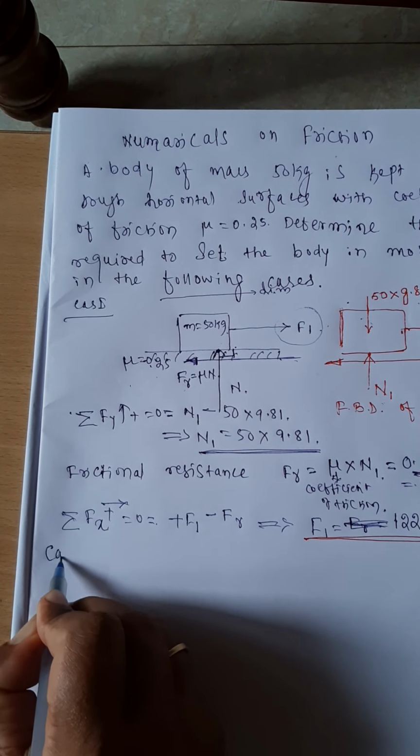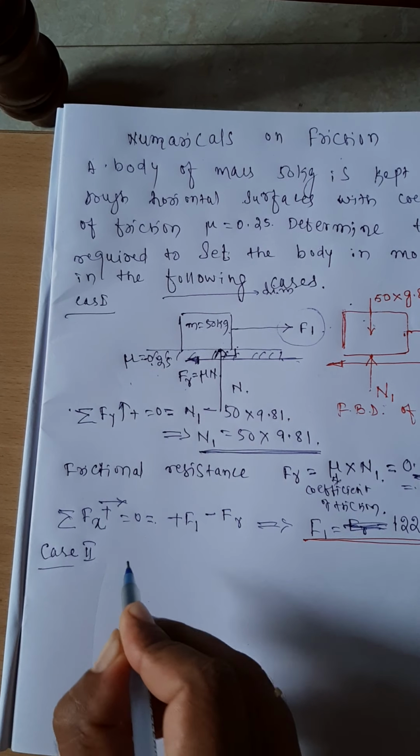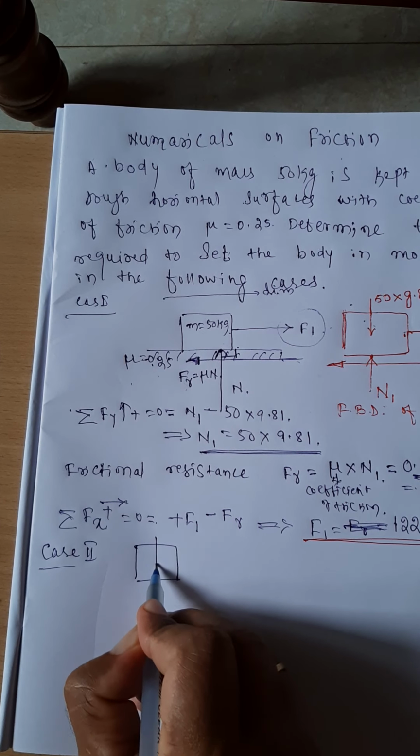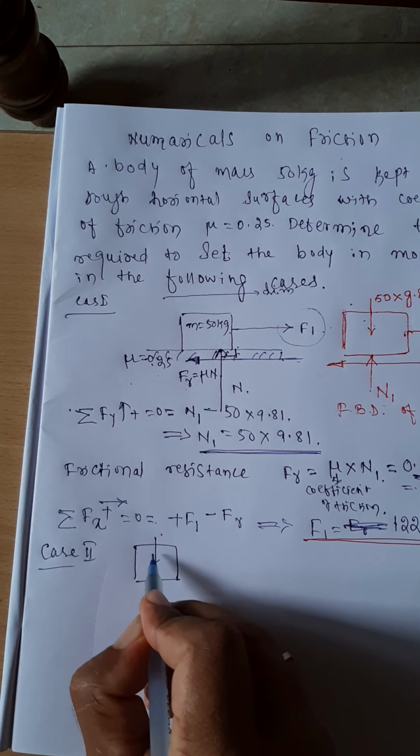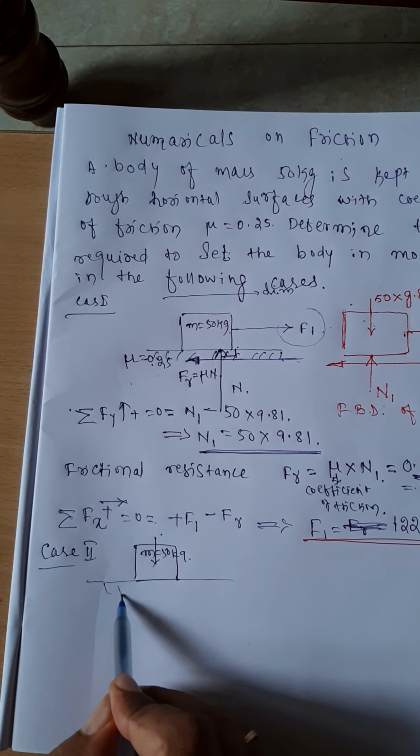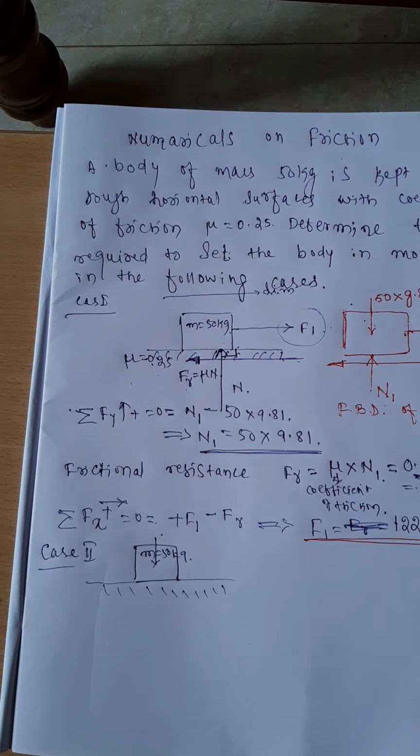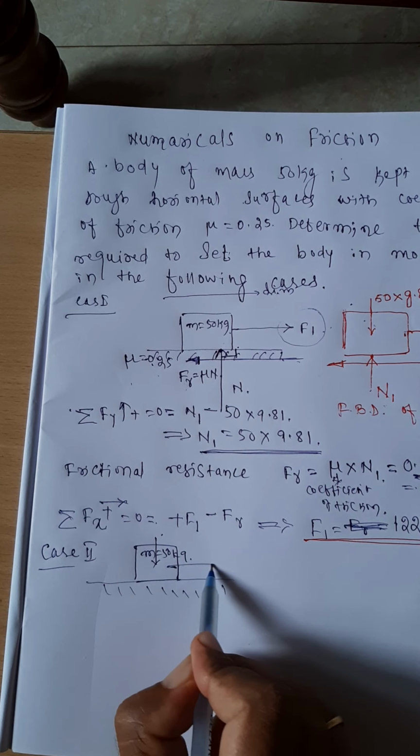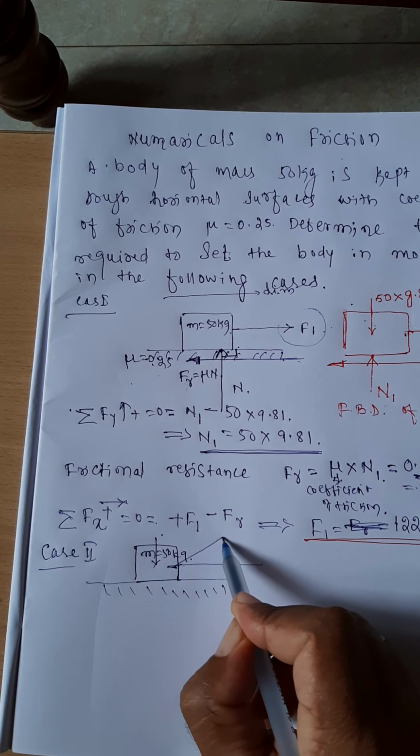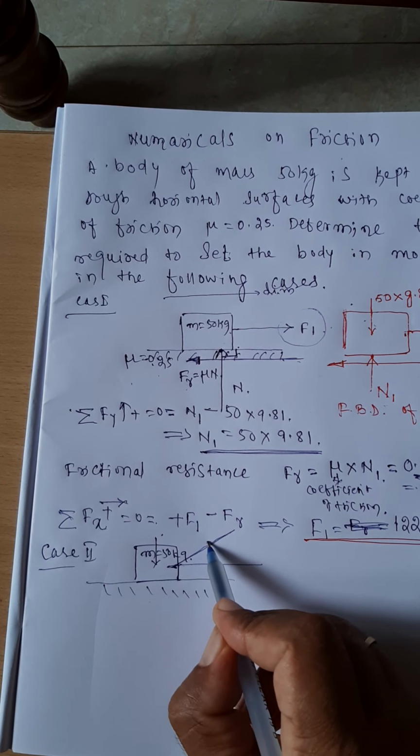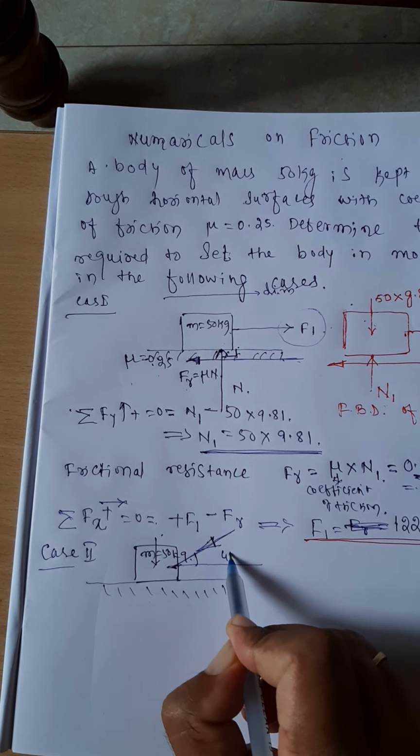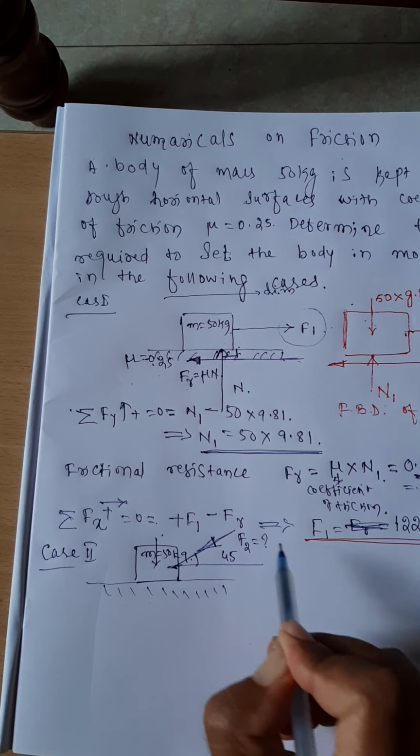Yes, case 2. The same body, the body of mass 50 kg, is resting on the same surface. But now he is applying the force, instead of in the horizontal direction, in an inclined direction, and he is applying it on the body like this. And this inclination is 45 degrees. He is asking you what is the value of F2.